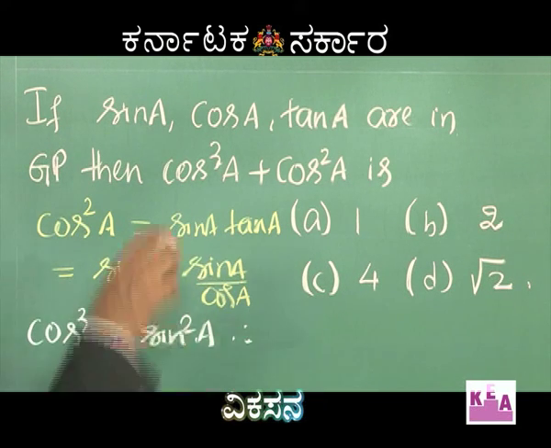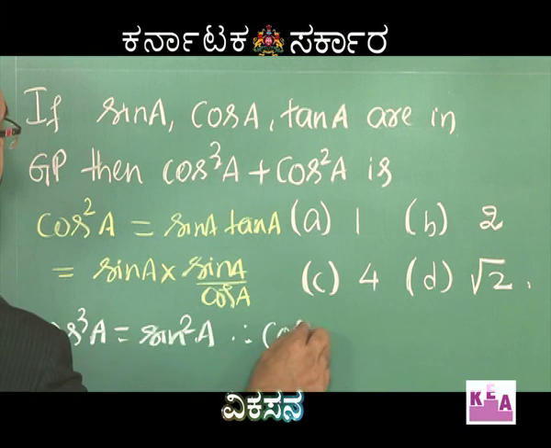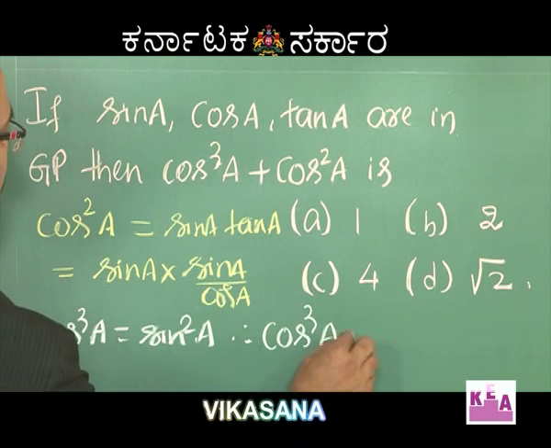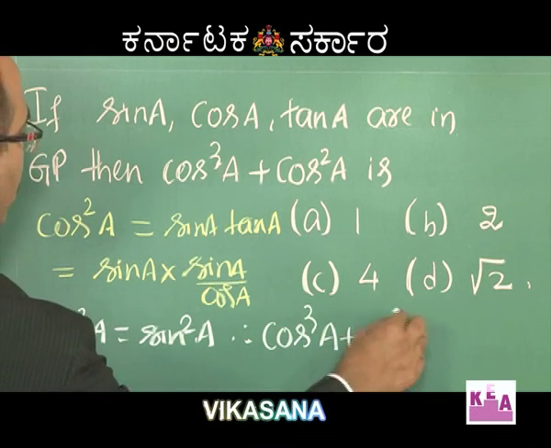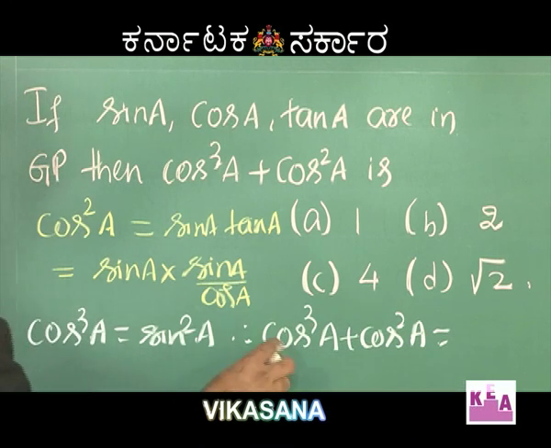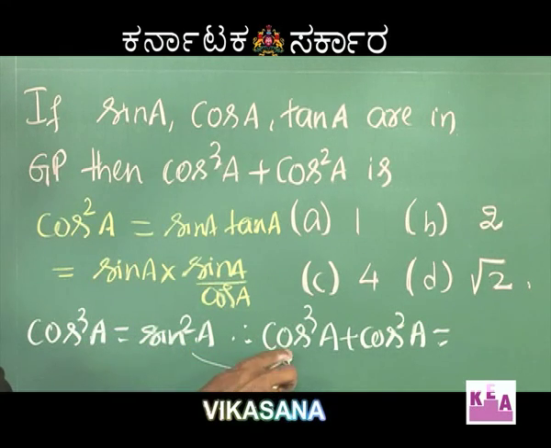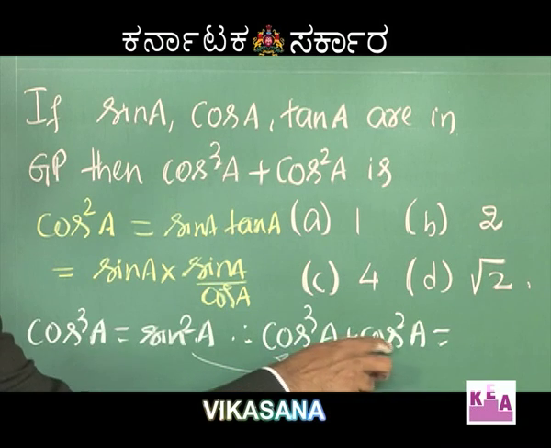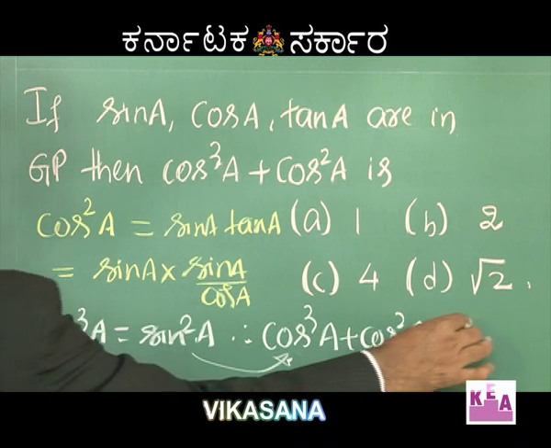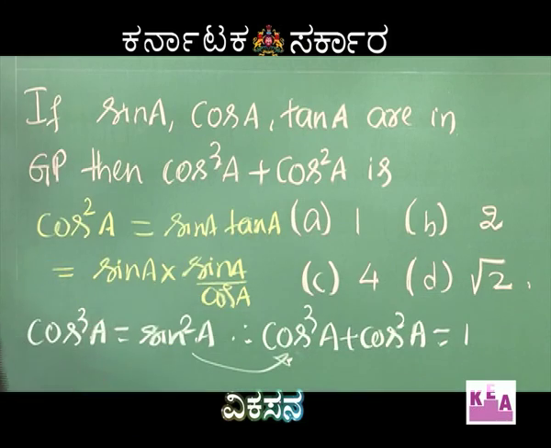Therefore, cos cube A plus cos square A becomes cos cube A plus cos square A. What is cos cube A, dear students? Cos cube A is given by sin square A. As cos cube A is given by sin square A, this is sin square A plus cos square A. What is sin square A plus cos square A? That is equal to 1. Therefore, option A is correct, dear students. Understood this? Please make a note of this.